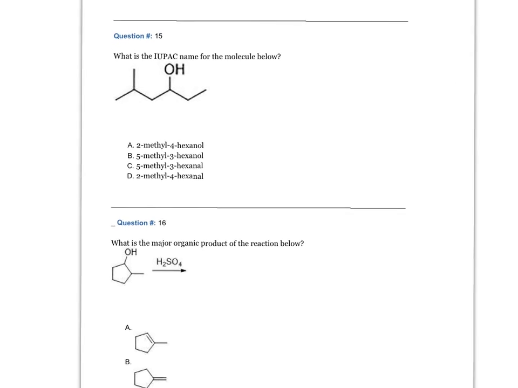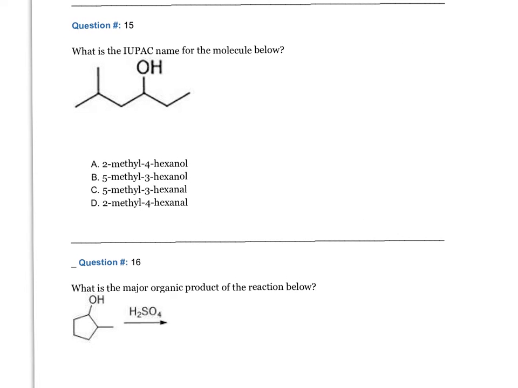Question number 10. What is the IUPAC name for the molecule below? With alcohols, you minimize the location of the hydroxyl group. So 1, 2, 3 versus 1, 2, 3, 4. Okay, 3 is lower than 4. So 1, 2, 3, 4, 5, 6. 3-hexanol is going to be the parent, and that's going to be B. The methyl group's on carbon 5.